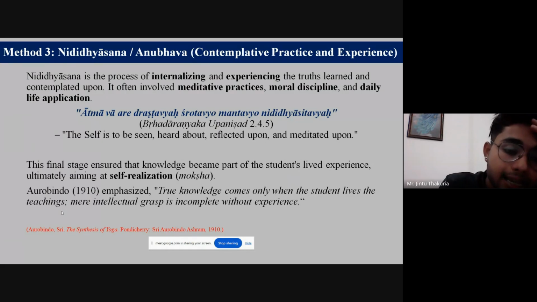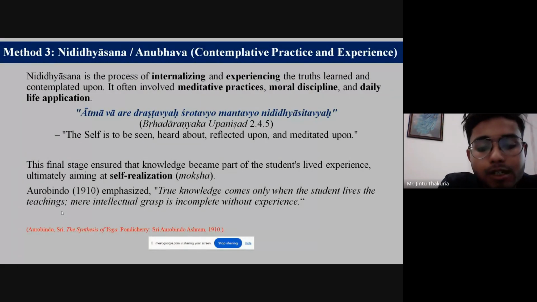And this is again supported by Aurobindo. There is one book written by Aurobindo, The Synthesis of Yoga, published by Sri Aurobindo Ashrama, Pondicherry, 1910. There he stated that true knowledge comes only when the student leaves the teachings. Mere intellectual grasp is incomplete without experience.